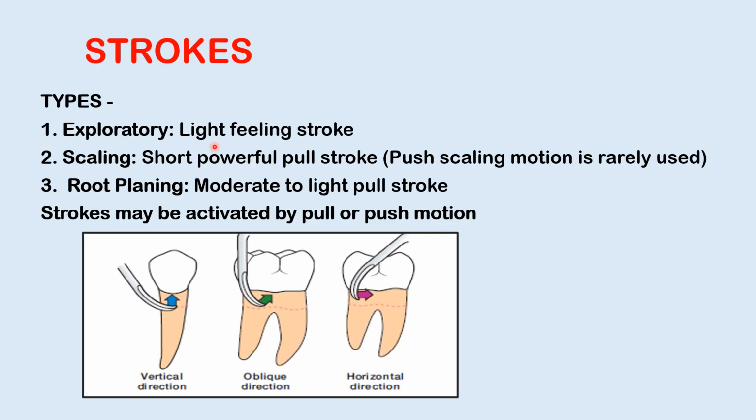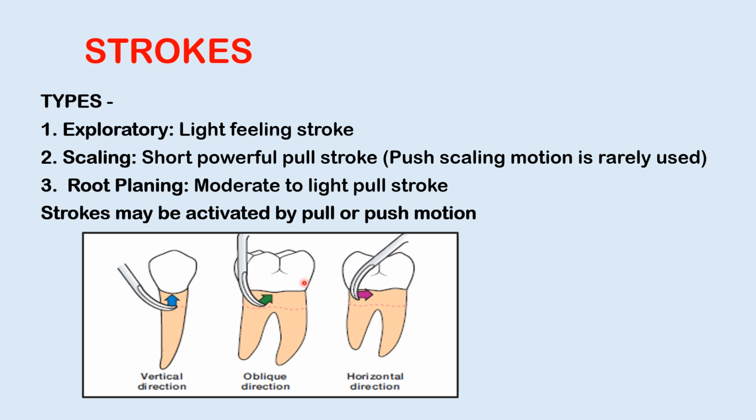Talking about the strokes, these are of three types. First one is exploratory, which is a light feeling stroke. Second one is scaling, which is a short powerful pull stroke. In this, push scaling motion is rarely used. Third one is root planing. In this, a moderate to light pull stroke is used, and strokes can be activated by pull or push motion.